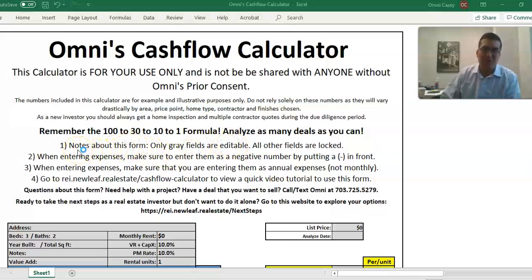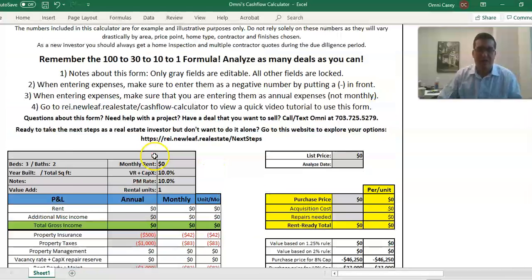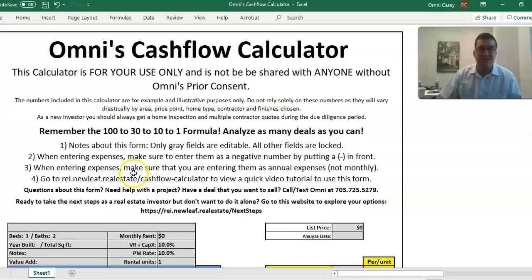Important notes. Number one, this form, only the gray fields, these gray fields are editable. All other fields are locked with formulas. When entering expenses, make sure to enter them as a negative number by putting the minus sign in front. So for example here, I've seen people put $1,000 a rent ready cost there, but now it looks like $1,000 of income. So you got to go negative $1,000.